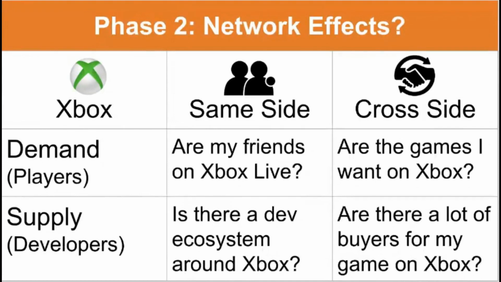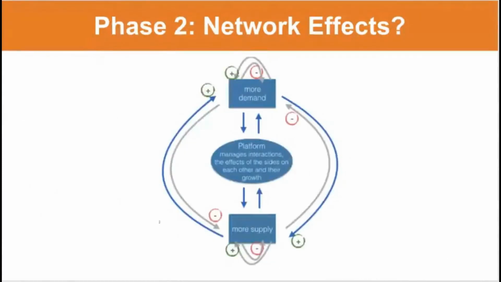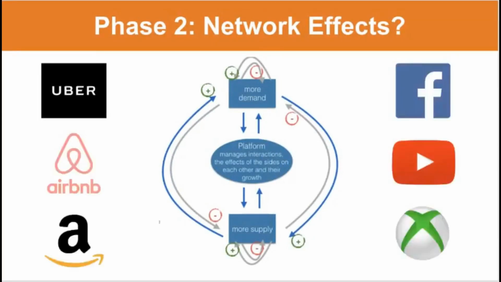So this creates these positive or possibly negative feedback loops, where more demand leads to more supply, and more supply leads to more demand, which just strengthens the platform. And we are all pretty keenly aware at this point of the different platforms out there. We've got drivers and riders with Uber, Airbnb, you've got hosts and guests, Amazon, Facebook, YouTube, and Xbox, which we just went through.